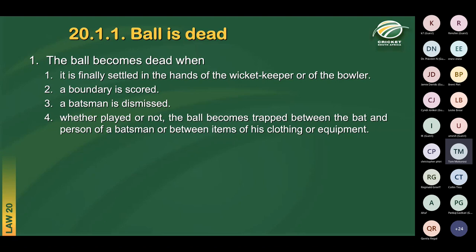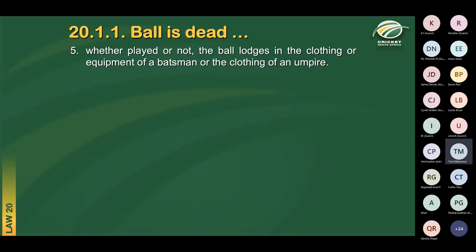The ball also becomes dead whether played or not, if it lodges in the clothing or equipment of a batter or the clothing of an umpire. Quite important, the ball does not become dead if it lodges in the clothing or equipment of a fielder. As we know, a batter can actually be caught if a ball is struck firmly into the helmet of a short leg fielder, or any fielder for that case, and the ball lodges in the grill of the fielder, as long as that helmet is worn by the fielder. The ball does not become dead. It can be caught. And of course, obviously, once the batter is dismissed, then the ball will become dead.